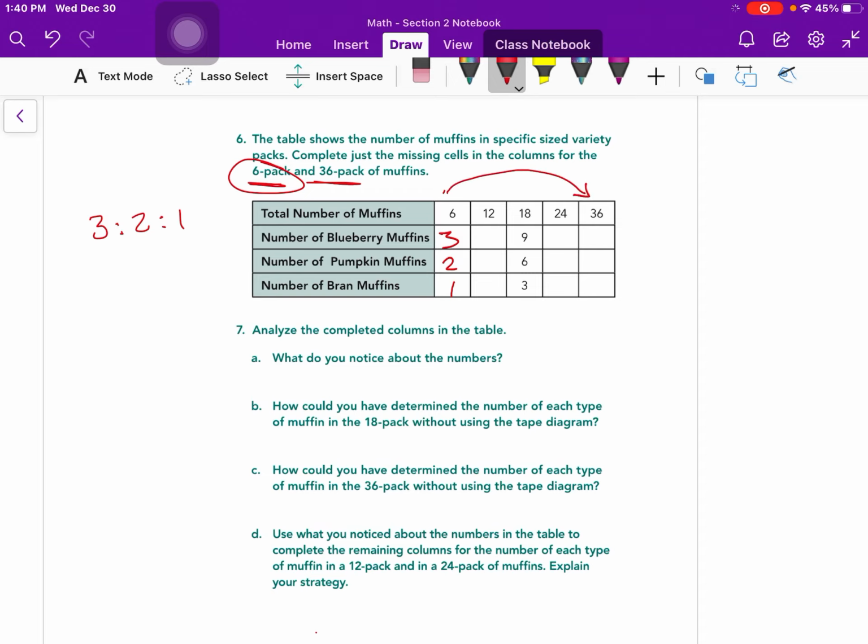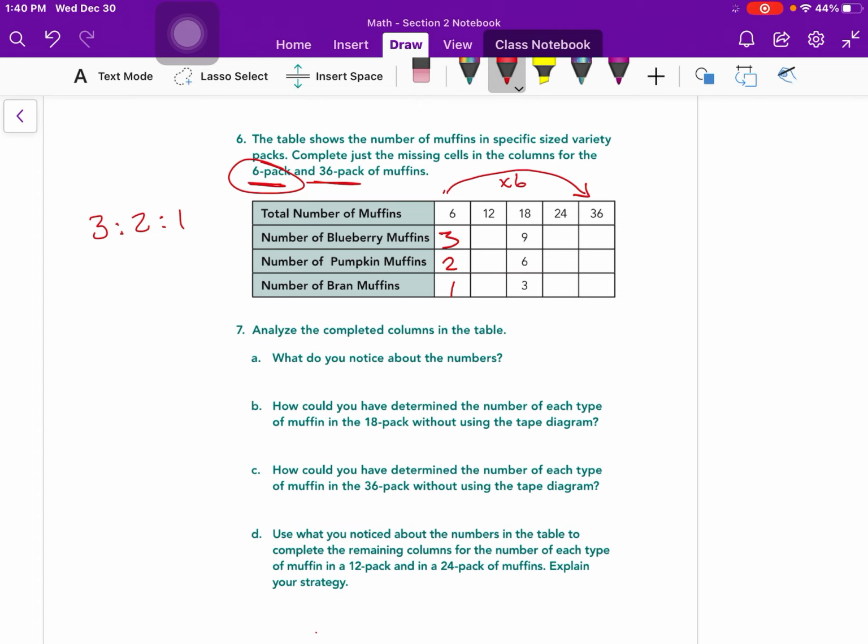Well, I can figure this out. I could draw a tape diagram, but I can also use my idea of multiplication to help me figure this out. So to find the 36 pack, what would I have to do to have total numbers of 6 to go up to 36? I would have to multiply by 6.